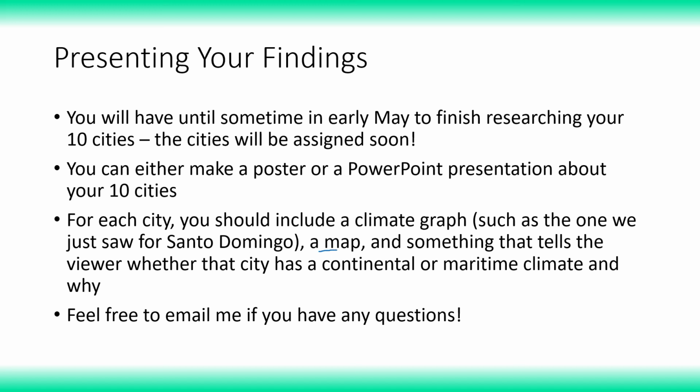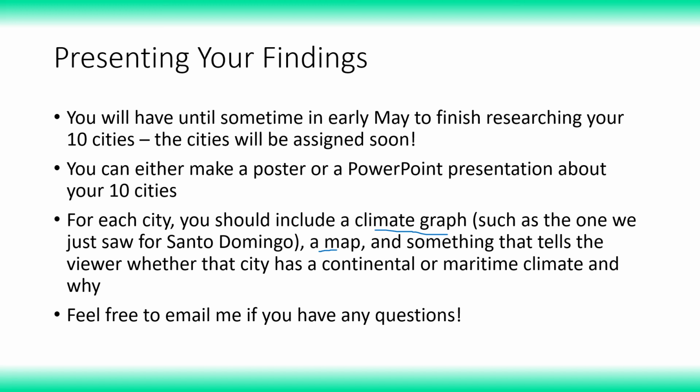You should include a map, you should include a climate graph, and you should tell the people watching that the city either has a continental or a maritime climate. If you're doing it on PowerPoint, you could make the entire background one color for continental and the entire background another color for maritime, as long as it's still easy to read stuff on the screen. That's totally an option. Maybe if a city has a maritime climate, you color the name of the city blue, or the background blue.